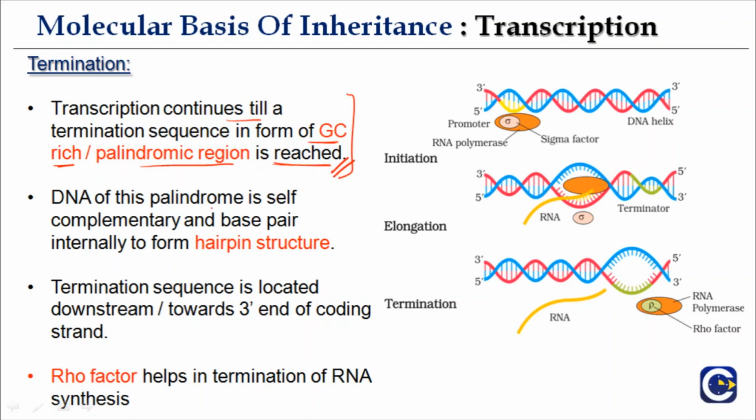The DNA of this palindrome is self-complementary and base pairs internally to form a hairpin structure. So it will be something like a GC rich sequence and it will look something like this, a hairpin like structure, and here will be multiple GC, GC, and this will be some other small sequence, for example A, T, C or something like that, G, but here will be the GC sequence that will base pair with each other, and this is the palindromic sequence. It will form a hairpin structure. You see here it will form a hairpin structure.